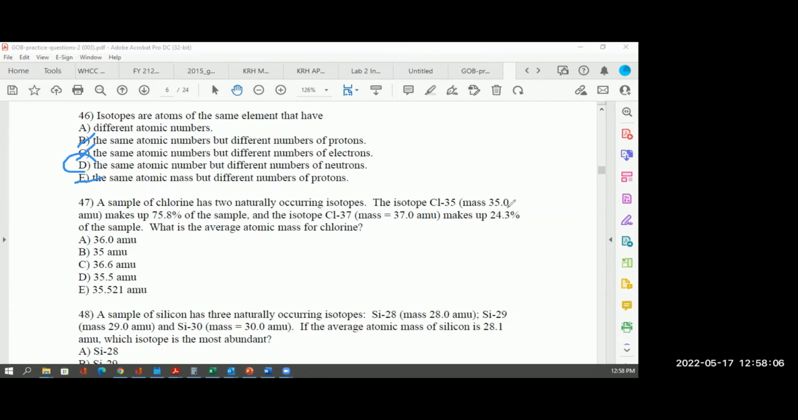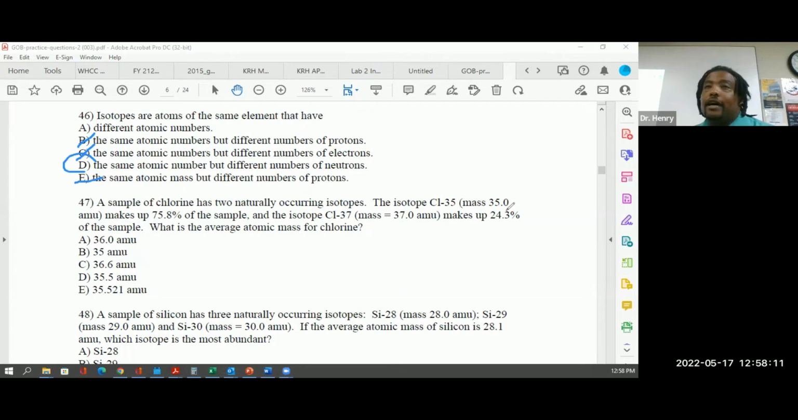Would you add the 2 masses together and then divide it by 2? Nope, because they're not equal concentrations, right? They have different percentages. So it's kind of like, how do you take the average of your grade? Do you just say, okay, I got an A and I got a C, I'm just going to add those together, even though you have 20 A's and you have 2 C's?